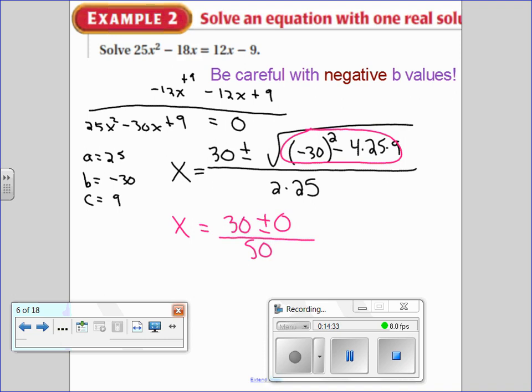0 is awesome, because when you square root 0, you just get 0. So it's almost like this whole second half of the equation is kind of gone on the top. I believe my only answer is 30 over 50, or 3 over 5.